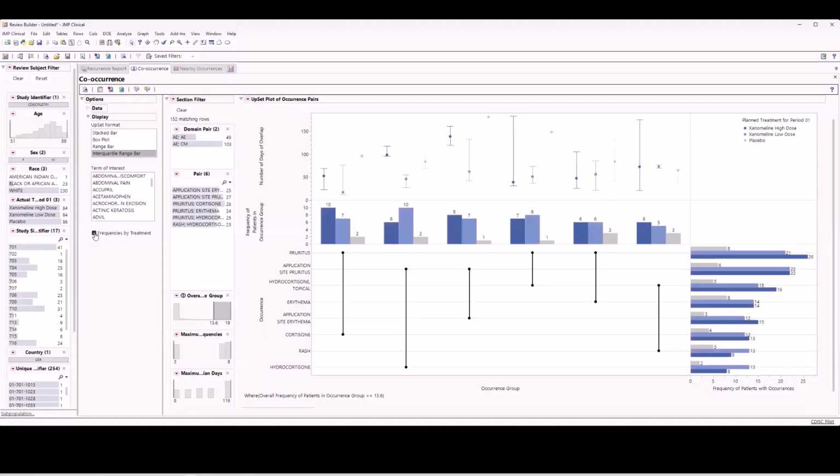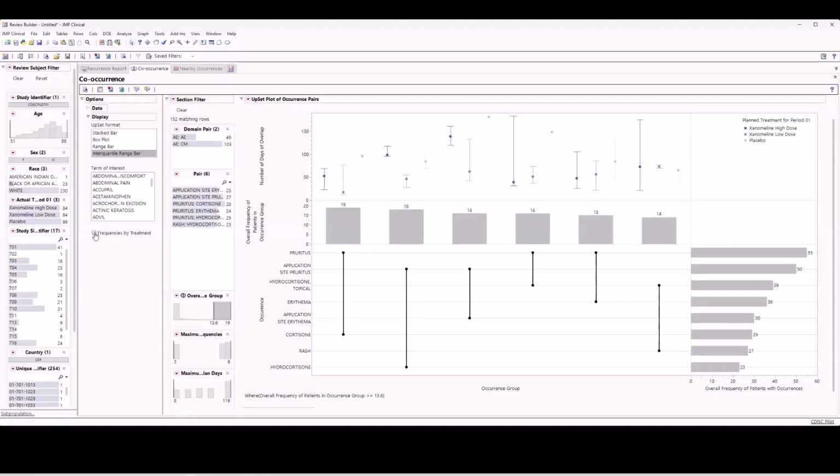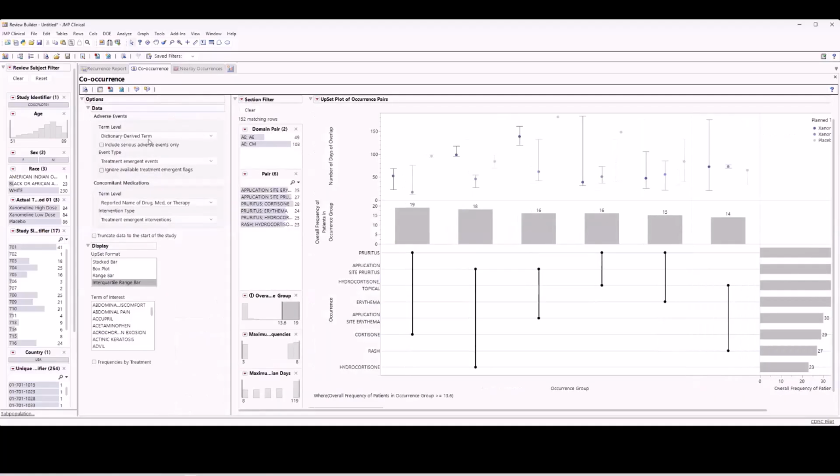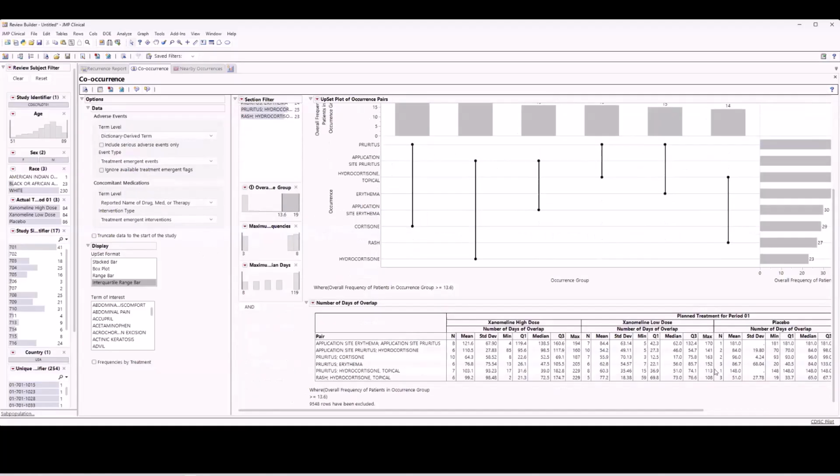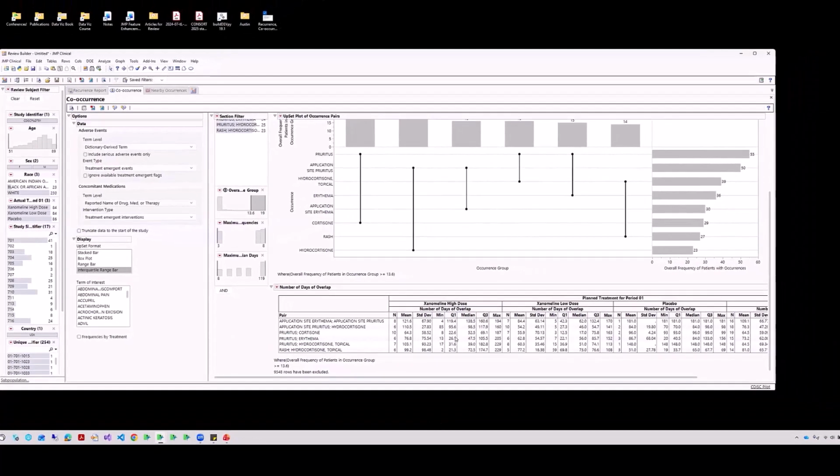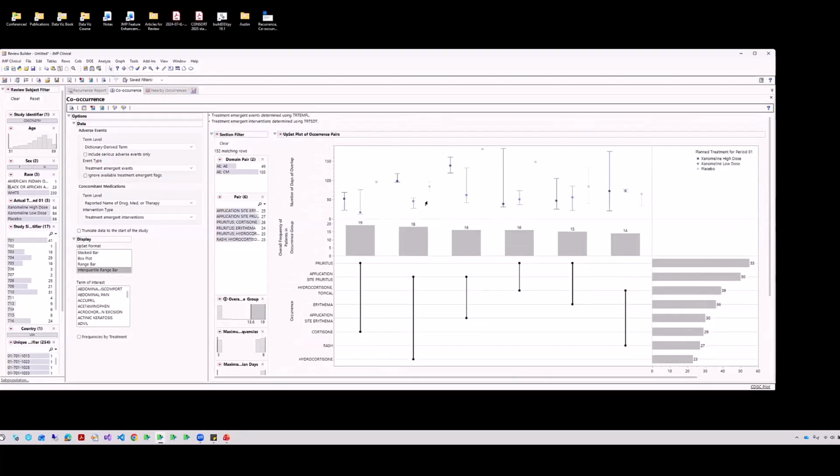And again, we can modify to break things out by treatment by clicking the frequencies by treatment value. So again, I'm looking at the dictionary derived terms, the preferred terms, the coded medication terms, but I also don't have to look at this particular level of granularity. If it was of interest to look at classes of adverse events or classes of medications, I could assess the overlap of the classes with one another by modifying this analysis and rerunning it. We have a tabular display for people who are interested in the details of the numbers and want explicit values compared to the graphical output.